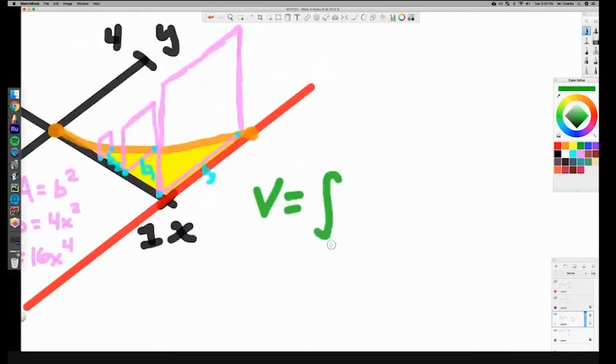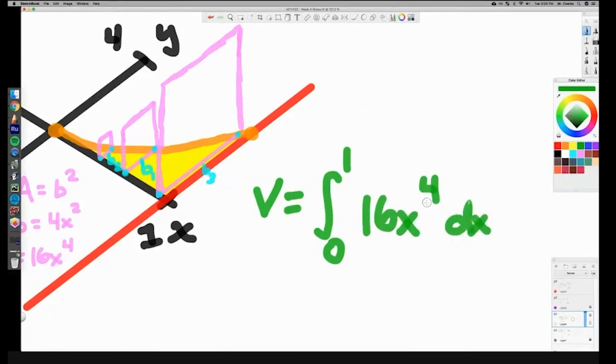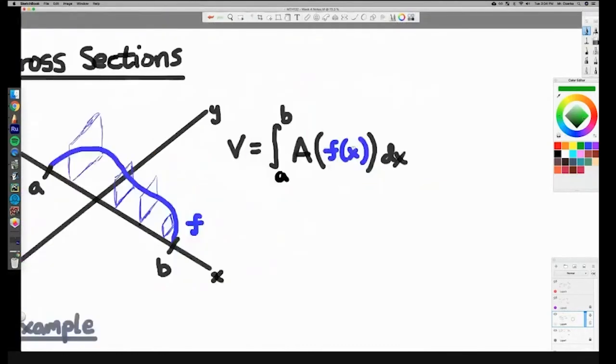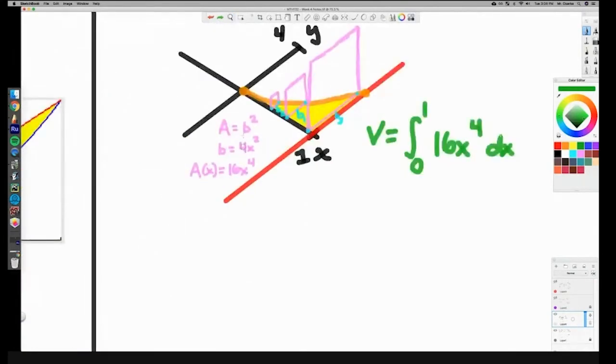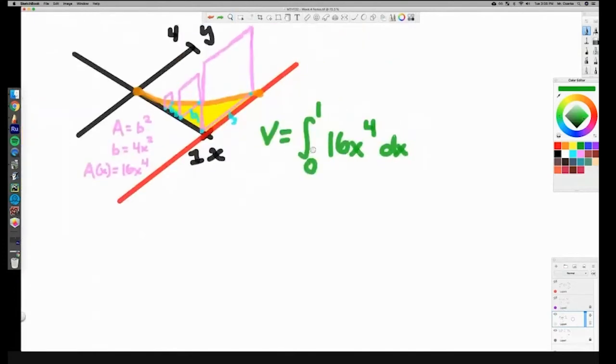We're integrating it from 0 to 1. And you're putting the area formula in here, which is 16x to the 4th, and there's dx because that's part of the formula. You're finding an area, and the area is based on the function, so it's A of f of x. The f of x is 4x squared, so it's like b is the 4x squared, and you square it to find the area. So we have something like this.